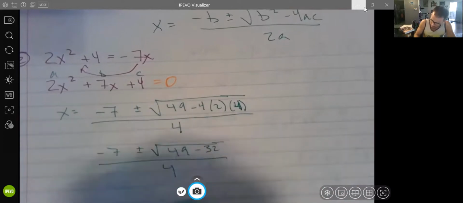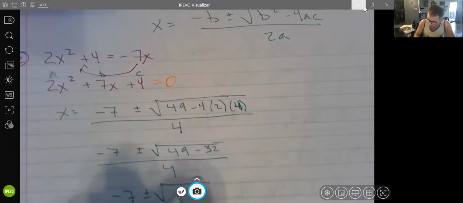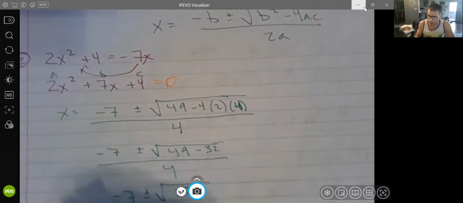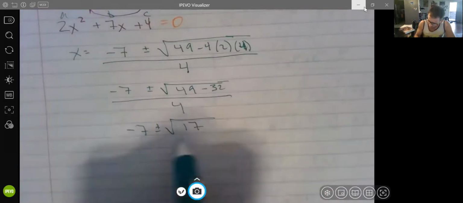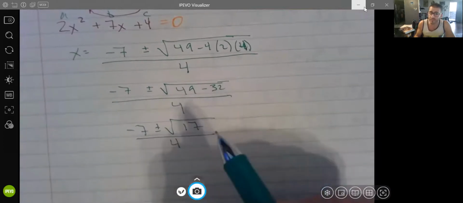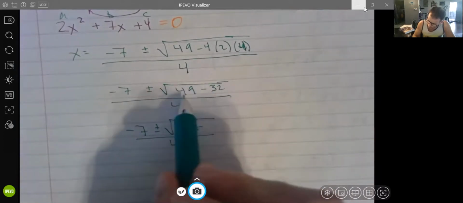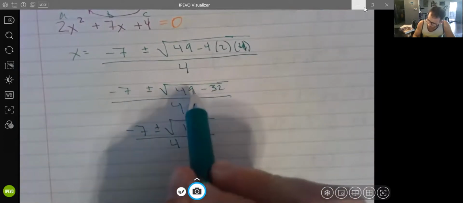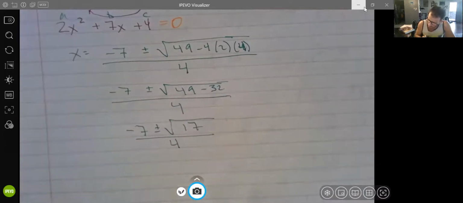Okay, now I can do 49 minus 32. If you're using a calculator and you're using it correctly, I have no problem with you plugging in b squared minus 4ac all at once and knowing that it's 17. But that's if you're using a calculator and you're using it correctly. So we got 49 minus 32. I'm just double checking my work real quick. 49 minus 32, 49 minus 30 is 19, take away another 2 is 17.